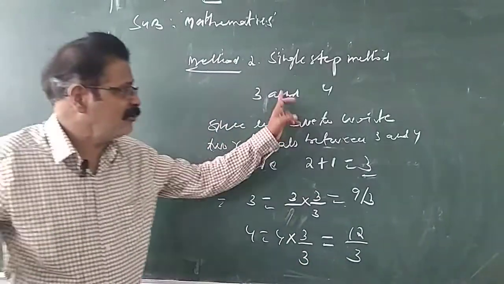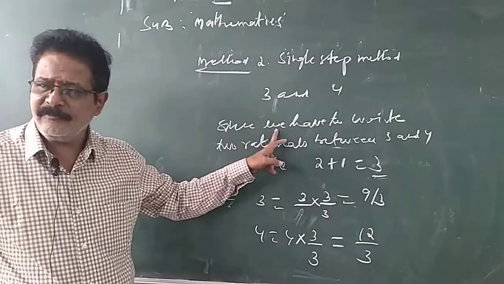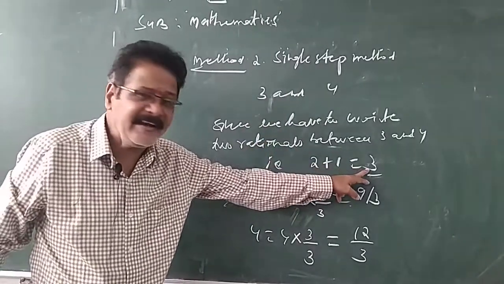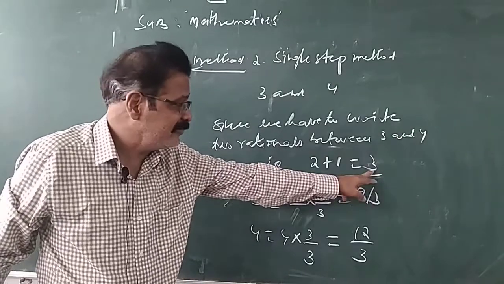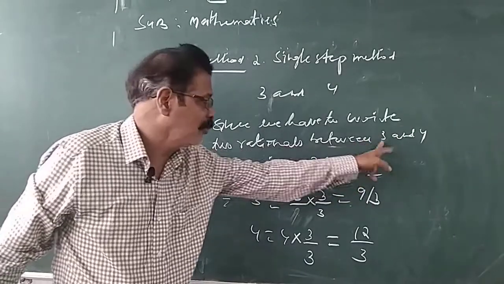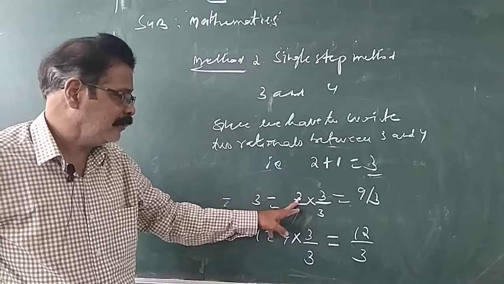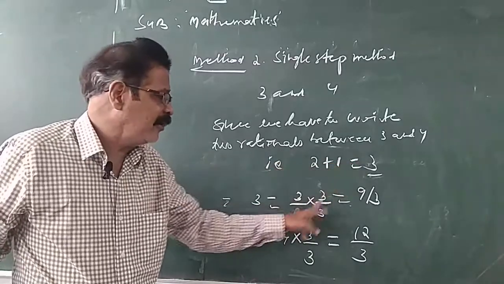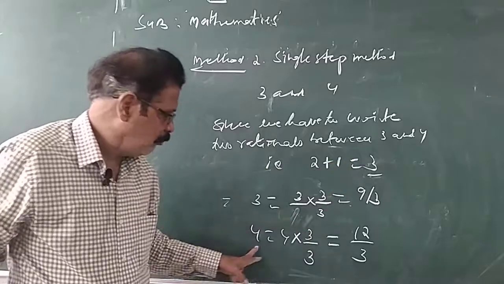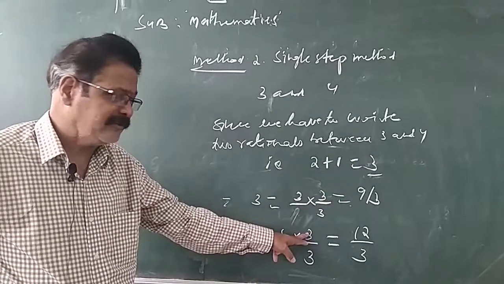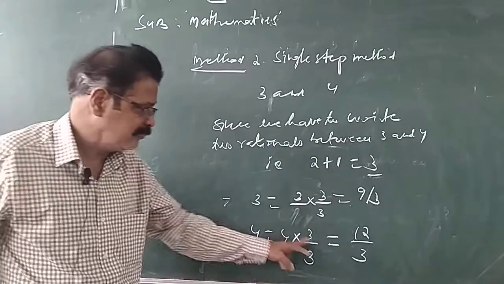Here how many rationals are you arranging? 2 rationals. 2 rationals means 2 plus 1, 3. This 3 is written as the denominator of each rational. What are the given rationals? 3 and 4. This 3 is written as the denominator of 3 and 4. So 3 is equal to, multiply with 3 and divide by 3, 3 times 3 is 9 by 3. Similarly 4, multiply with 3 and divide with 3, 4 times 3 is 12 by 3.